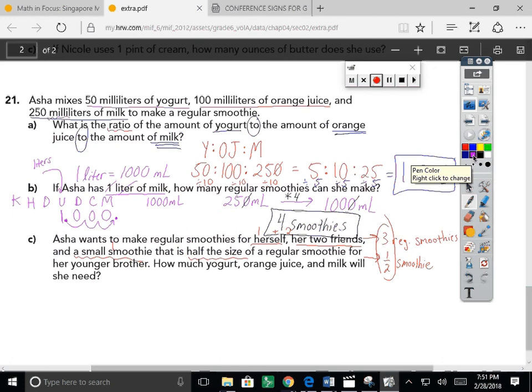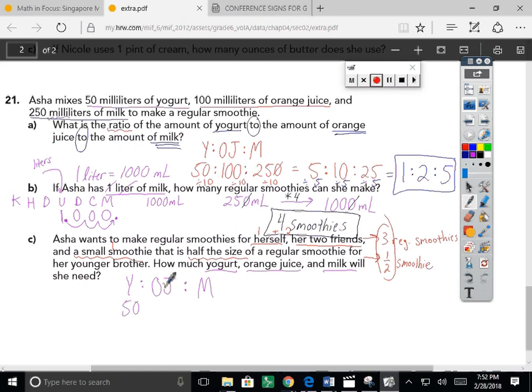All right, they want to know how much we need to use. So if I go back to the question, it says how much yogurt, that comes first. How much orange juice, that comes second in my ratio. How much milk, that's the 3rd ingredient and the 3rd comparison in my ratio, will she need? Well, I think we should probably go back to our original measures. So how much yogurt did it take at first? Well, 50 milliliters.